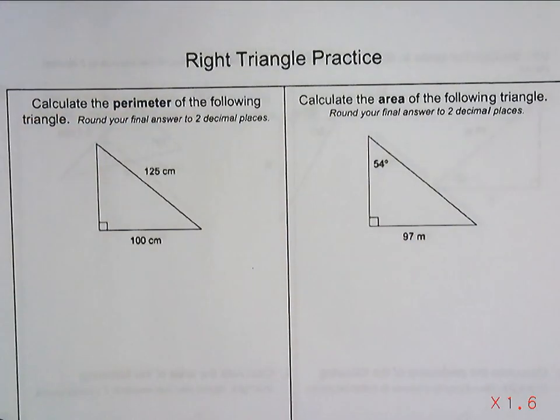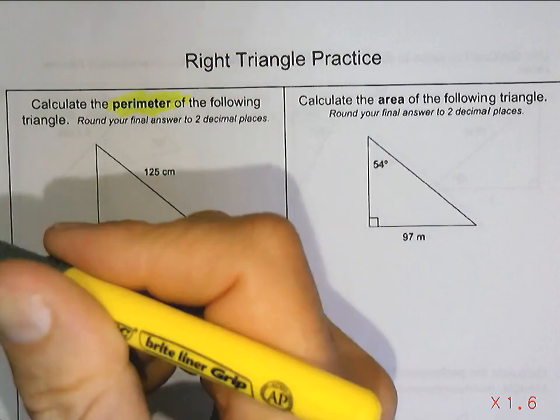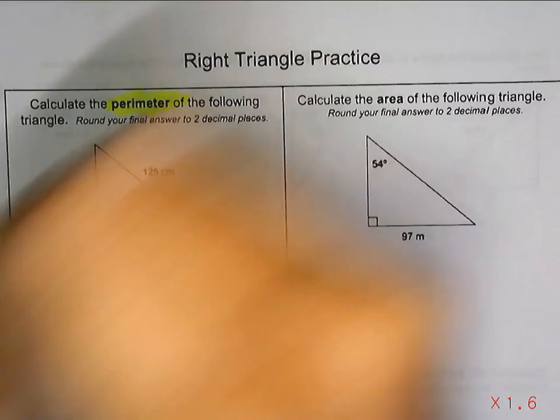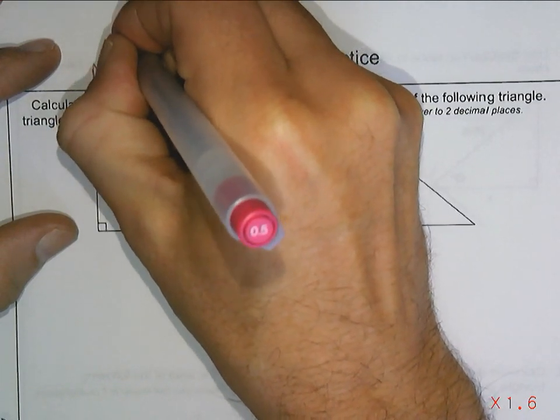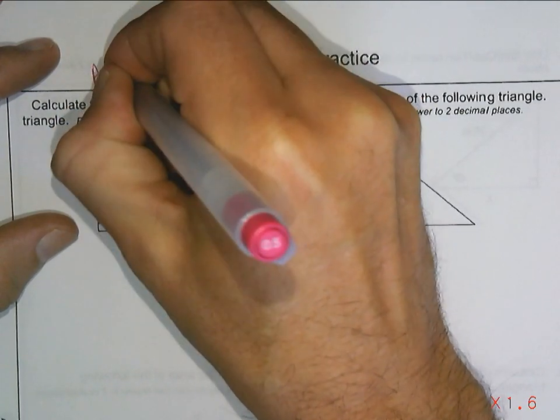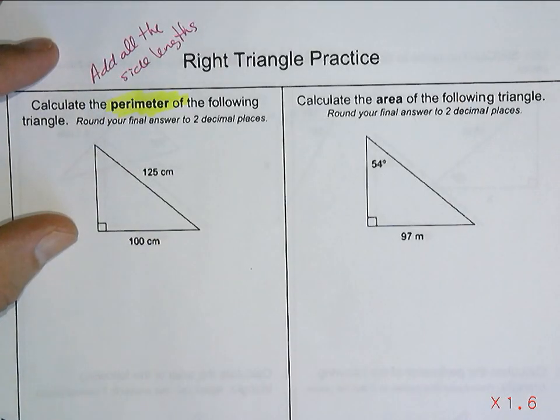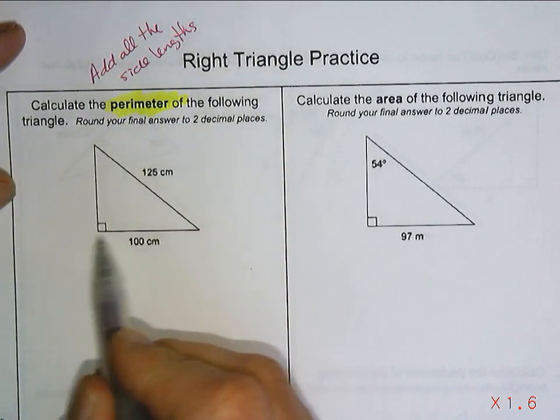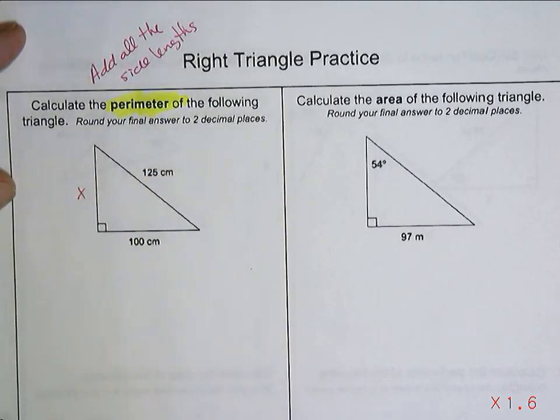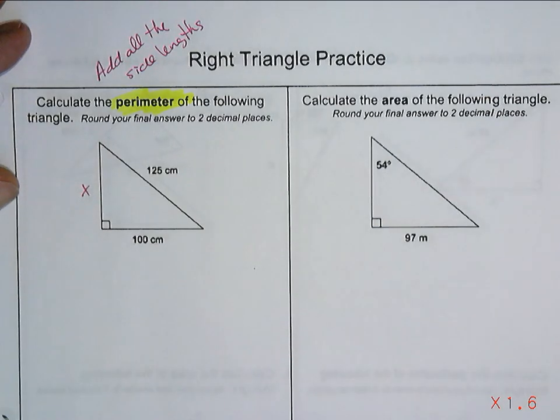Calculate the perimeter of the following triangle. What does perimeter mean? It means the distance around the outside of the triangle. So you're going to add all the side lengths. So, looking at this triangle, I know this side length, I know this side length, but I don't know this side length. So I'm going to call it x. All right? I need to find x if I'm going to get the perimeter.